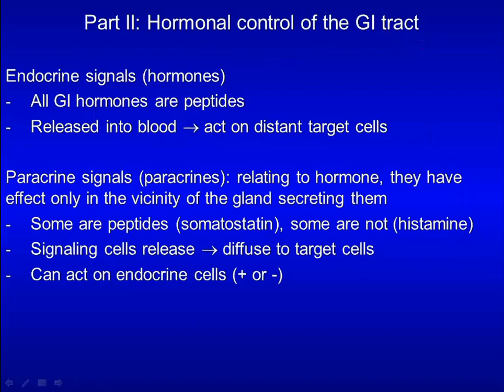Endocrine signals, or hormones, use the circulatory system to transport the ligands. All GI hormones are peptides. Paracrine signals, or paracrines, act on nearby cells. Some paracrines are peptides, such as somatostatin. Some are not, such as histamine.